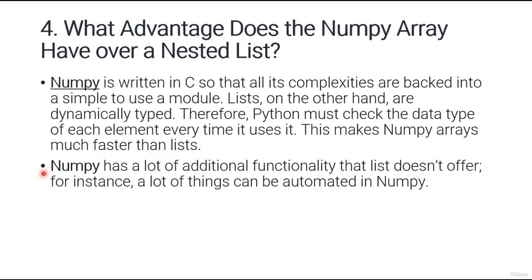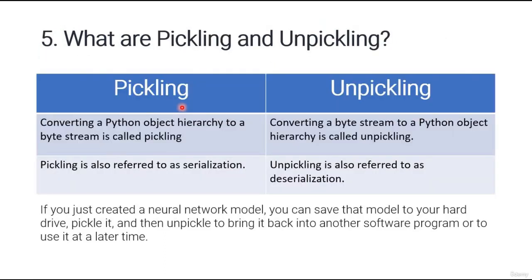The next point is that NumPy has a lot of additional functionalities that a list doesn't offer. For instance, a lot of things can be automated in NumPy. So that's why NumPy has some advantages over lists. Let's move on to question number 5.